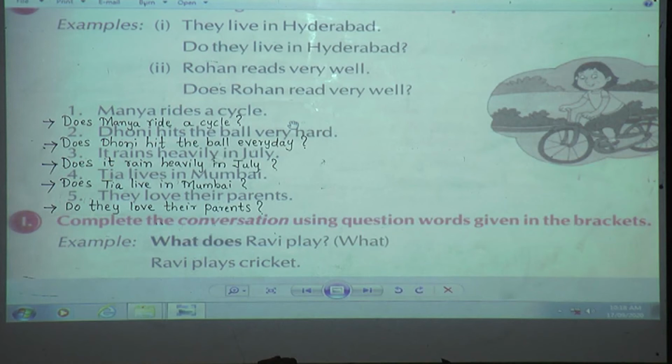We are going to use does when the subject is he, she, it or a subject in the third person singular, and we are going to use do when it is I, we, you, they or any plural subject.